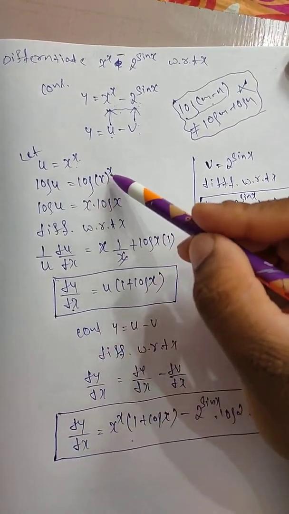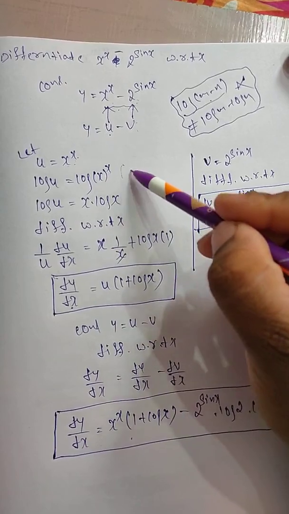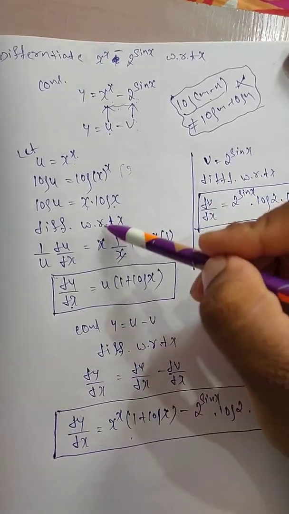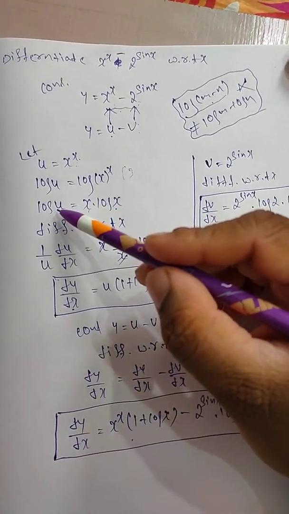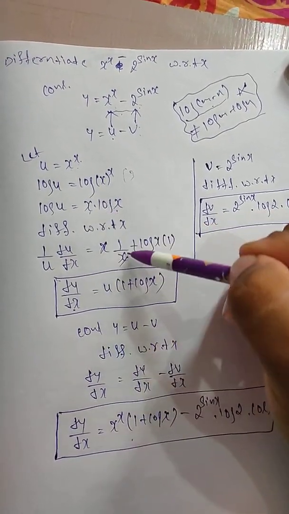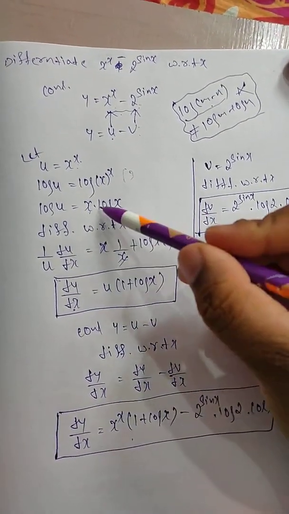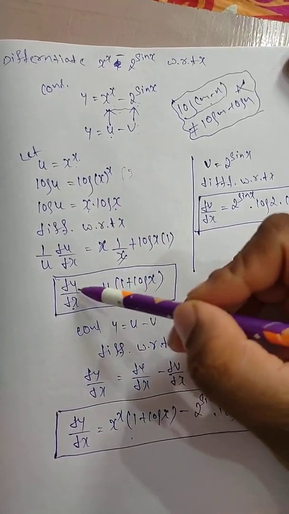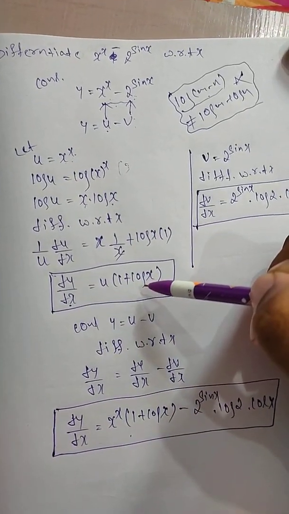Log u is equal to log of x to the power of x. Applying the third property of logarithm, log u is equal to x into log x. Differentiate with respect to x. The differentiation of log u is 1 by u into du by dx. Here x, the differentiation of log x is 1 by x, log x into the differentiation of x is 1. The x cancels, so du by dx is equal to u into (1 plus log x).